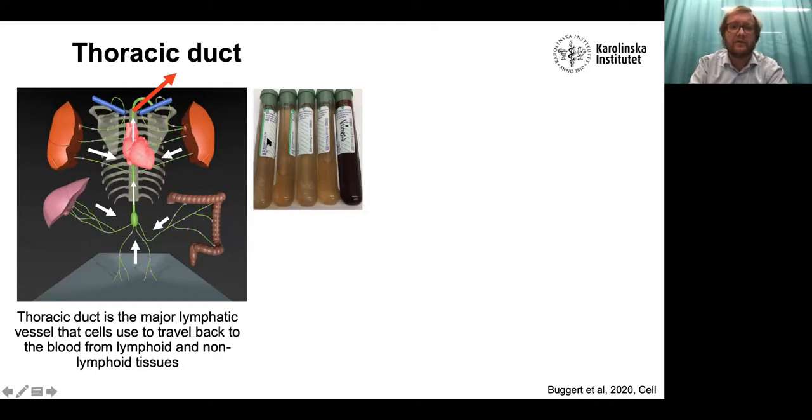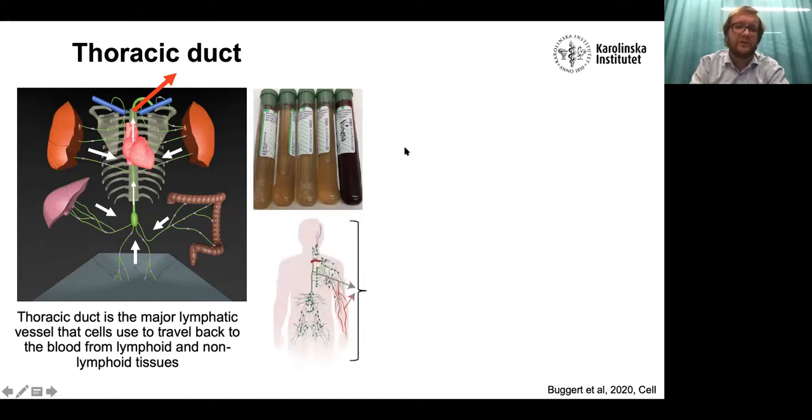And this is how lymph looks like. It almost has this urine-like feature to it. And if someone has, for example, been eating a lot of fat, it will look more milky, which is called chyle. And this is just a comparison to the same individual of how venous blood looks like.